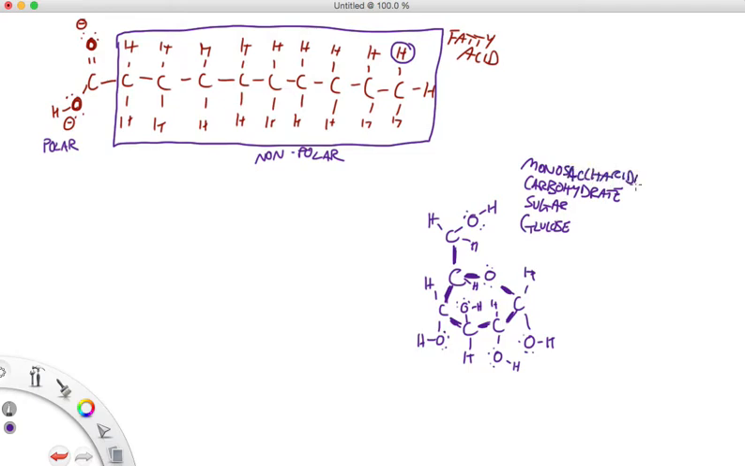Okay, lots of names, lots of vocabulary in this section here. So it's got this ring structure. That's one way to tell it apart from a fatty acid or a lipid. This is also known as a lipid over here. You also notice that it's a sugar, it's a carbohydrate, but the amount of O's and H's around it.